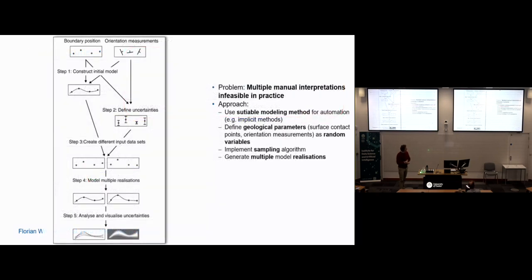What can we do? Well, we have the stochastic simulation workflow. We have a set of input points. We have a set of input orientations. We construct maybe our initial model up here. And then, in addition to using this data, we now assign defined uncertainties as distributions. We treat all the variables, our input variables, as stochastic variables with a distribution. And then we can use any simulation engine to generate input data sets and multiple model realizations, and finally analyze and visualize the results.